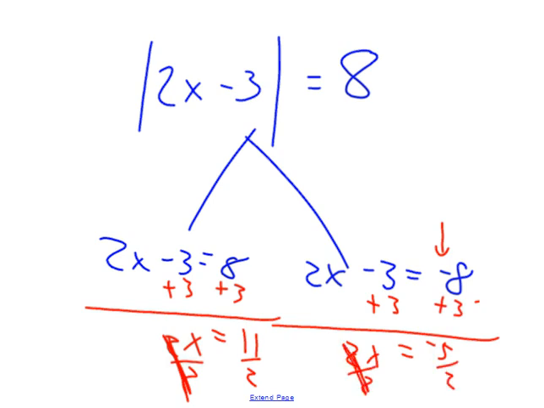If your life depended on it, how could you check and see if that actually worked? Go plug them back in. And you'd put in 11 halves. Let's just do 11 halves because it'd be easy. Do you get how the 2 will cancel that and it'll make it 11 minus 3? And that makes 8. And the absolute value of 8 is 8. So it worked.